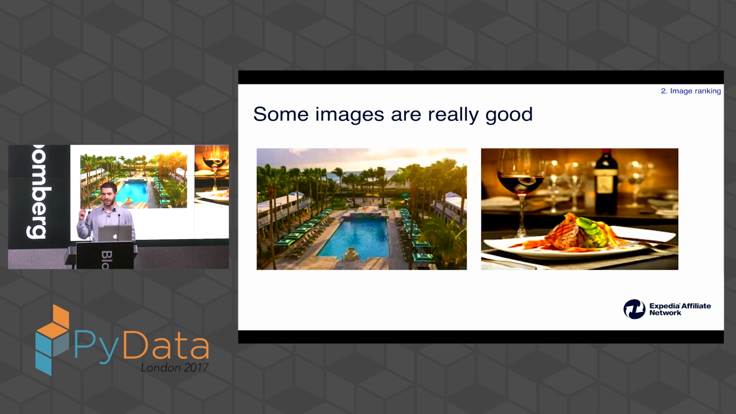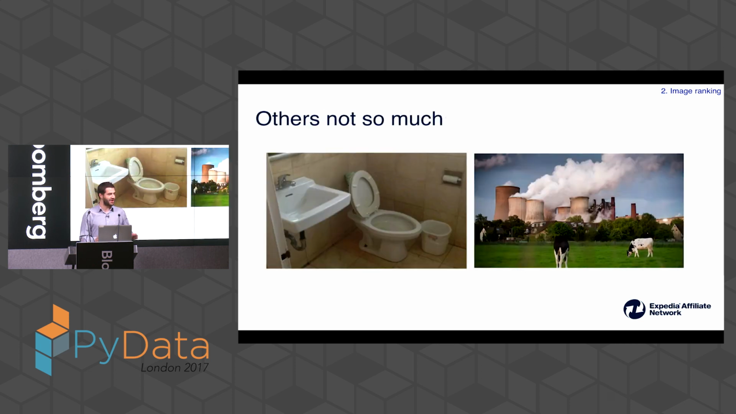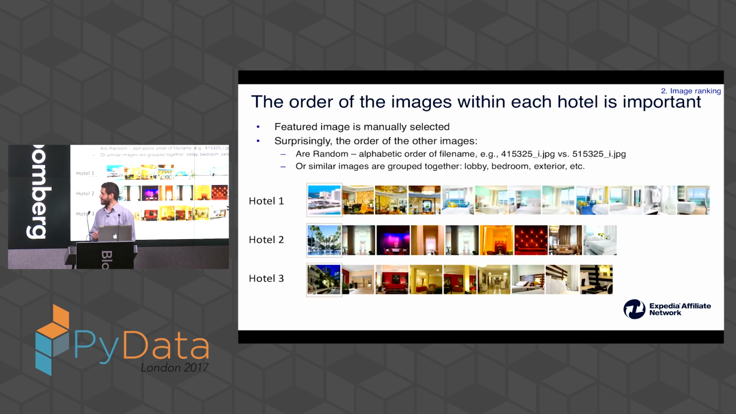And some images are really good, and some other images are not so good, right? And because there are many, many hotels and many, many images, this is a very hard problem to tackle for humans, right? So at Expedia, what's currently happening is that the featured image or the first image is manually selected, so that one is generally OK.